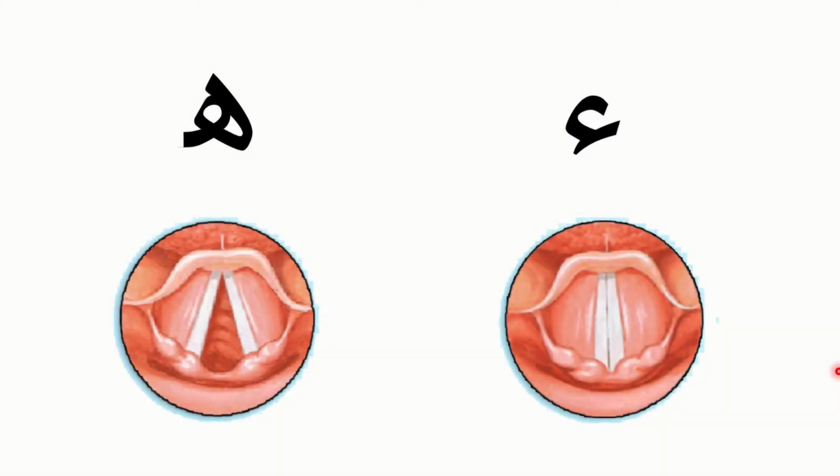Here is once again that image with a bit more detail. The Hamza on the right here, see the vocal cords completely sealed off. The ha partially open, so you can see the vocal cords there and the airways. This is looking down into your mouth or into the throat.